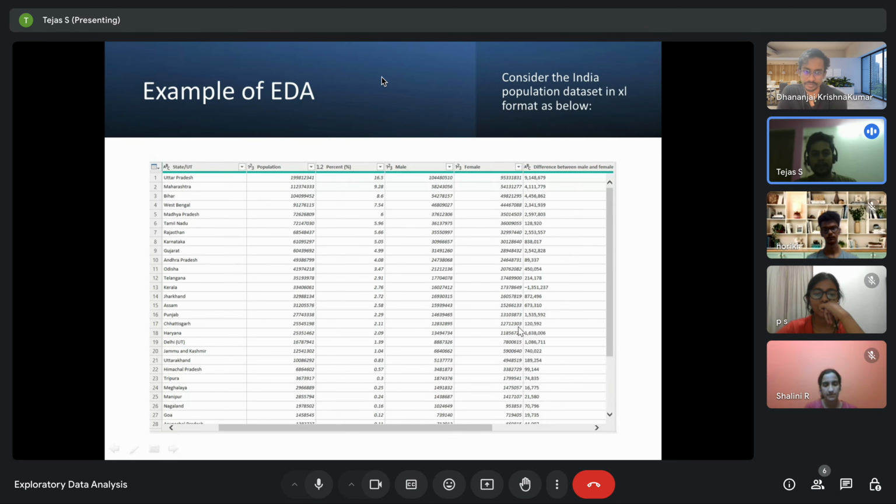So this is a simple example of EDA. Anyway, I'll show another example of the Titanic dataset also. Now, this is a simple example. We have a data set of India population in Excel format as below. Consider that we have the state, population, percentage, male, female, and difference between male and female. So these are some of the columns we have in the data set.